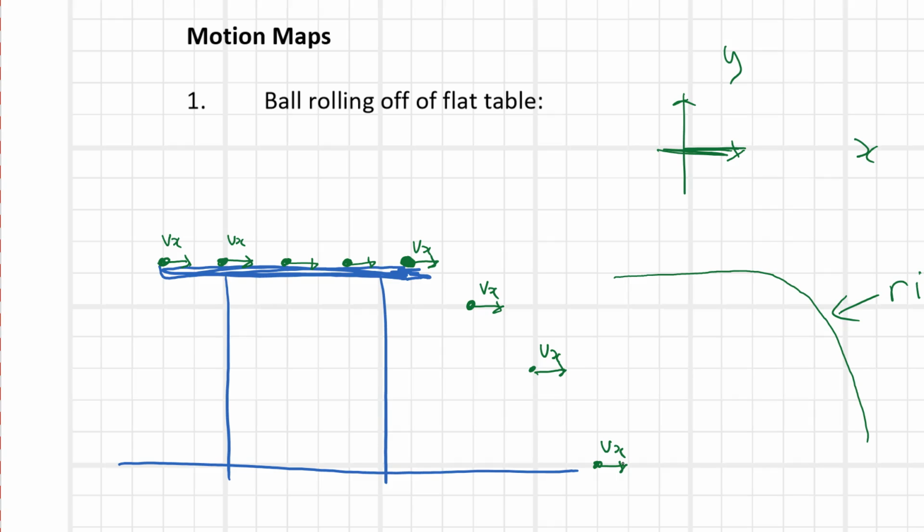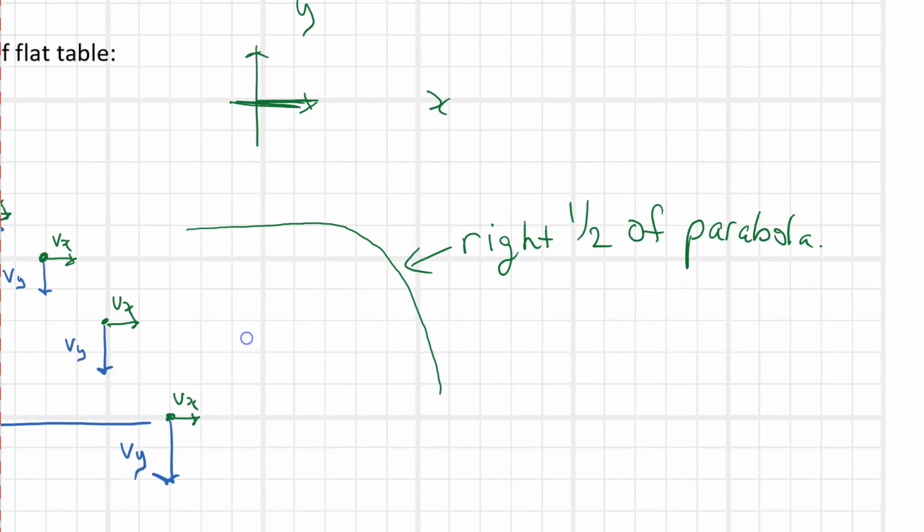But in my vertical direction, Vy would be 0 to begin with, and now it starts moving downwards. This one is growing. It hasn't quite hit the ground yet. So you'll notice that the horizontal velocity stays constant and the vertical velocity is accelerating downwards. It's changing all the time.